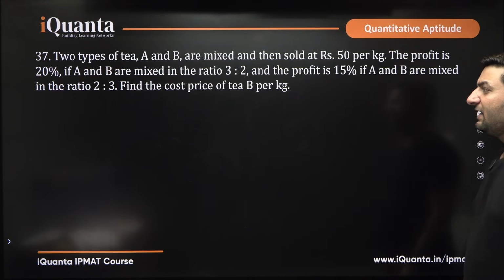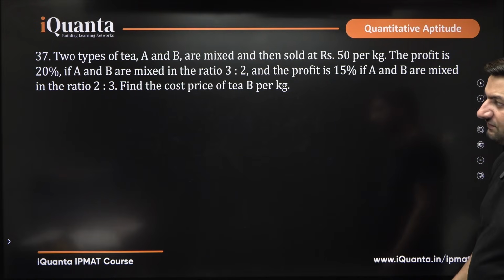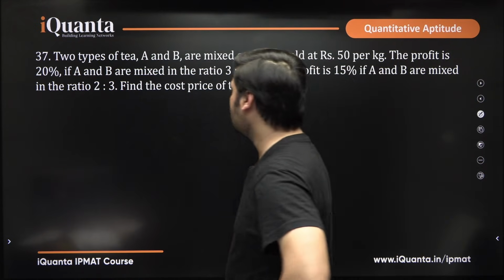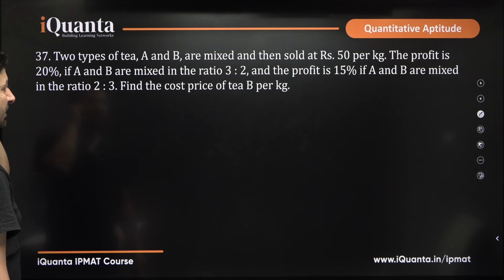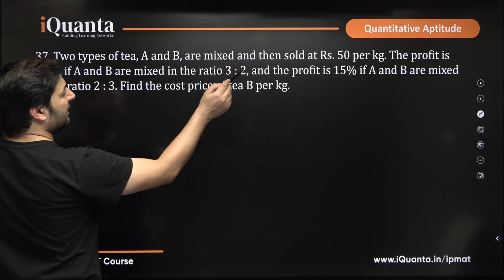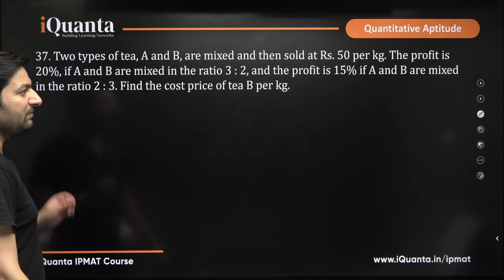37. Two types of tea A and B are mixed and then sold at rupees 50 per kg. The profit is 20% if A and B are mixed in the ratio 3:2 and the profit is 15% if A and B are mixed in the ratio 2:3. Find the cost price of tea B per bag. So there are two types of teas, A and B. They are mixed and then sold at 50 per kg. Selling price is 50 per kg.